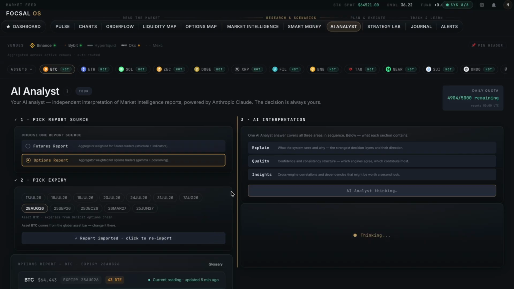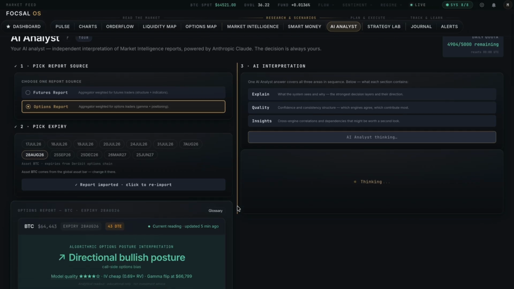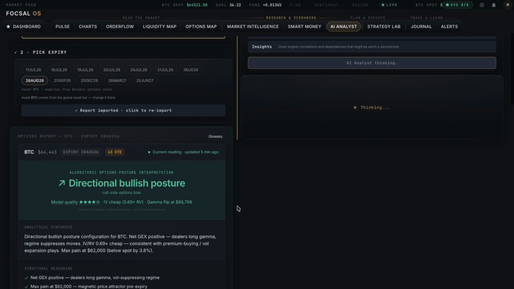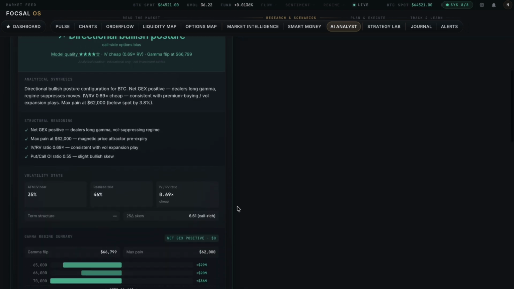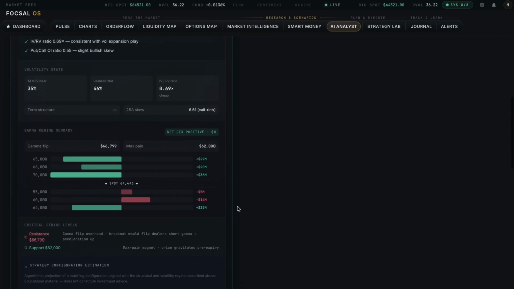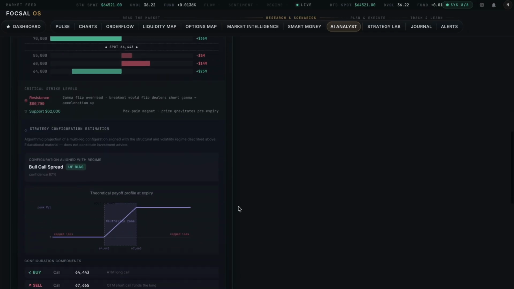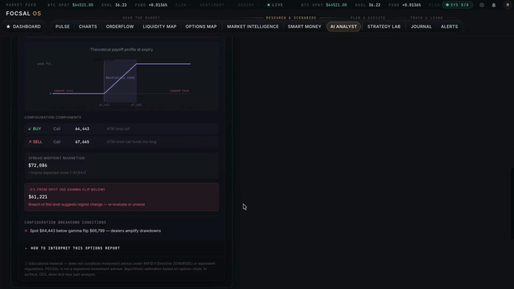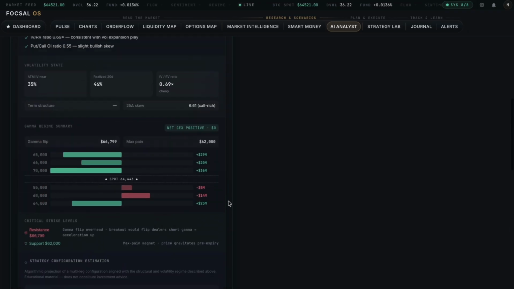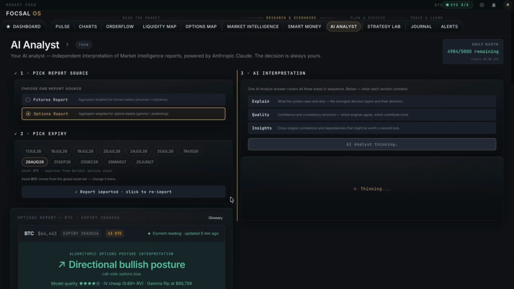Instead of a time horizon, you pick an expiry date, a specific expiry from the Deribit options list. Because options, as you'll remember from the previous episode, live by dates. Every expiry is a different picture. I pick an expiry, import, generate. And again, the AI needs those dozen or so seconds. It reads the whole options report and writes an interpretation.